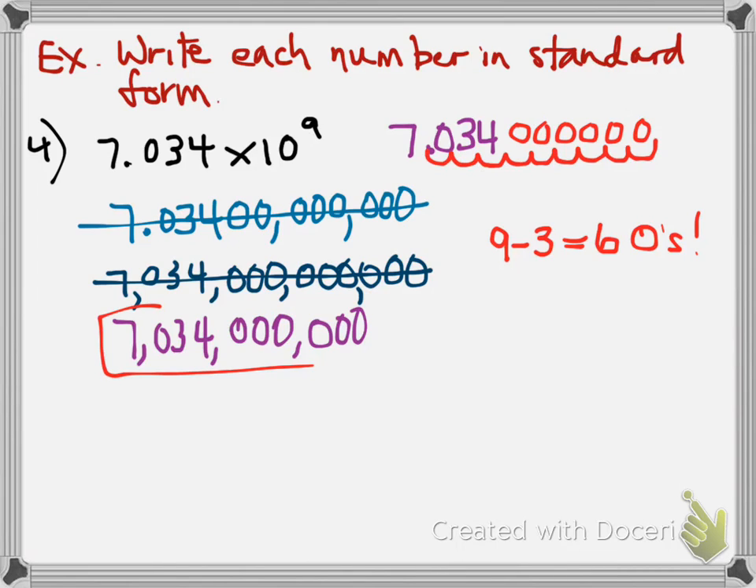So this is our project. Yes, this is what you're going to be doing with your project, is writing the number both ways. One with all the zeros, one without the zeros, but using times 10 to the something power. Okay, let's do one more.